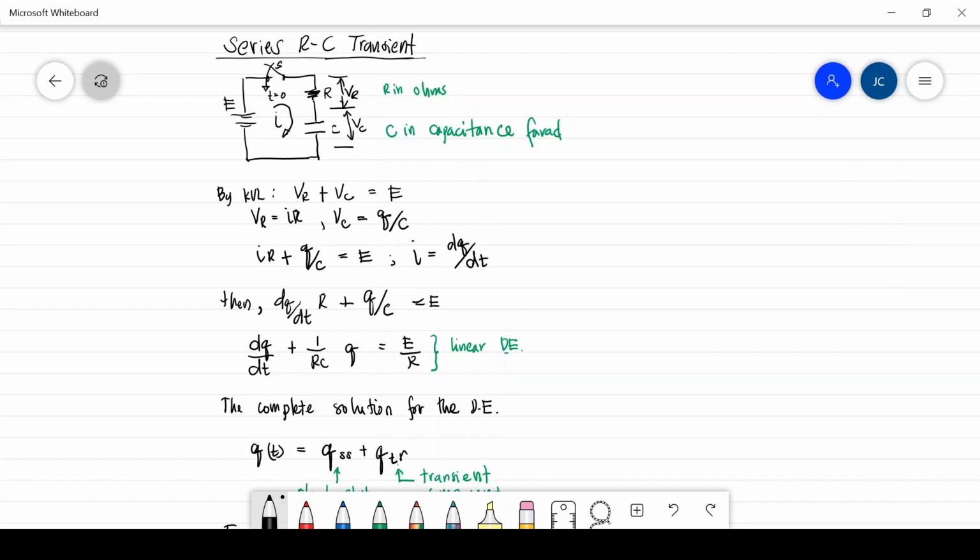Here we have a supply voltage E and a series RC circuit with switch S closed at time 0. When the switch is closed, current flows and the capacitor charges up.